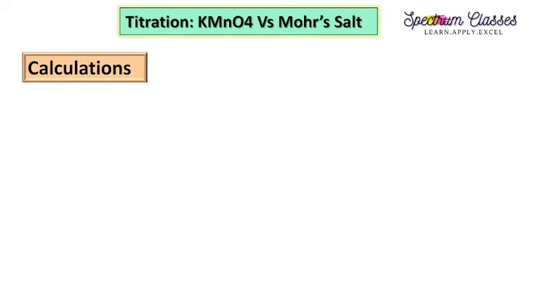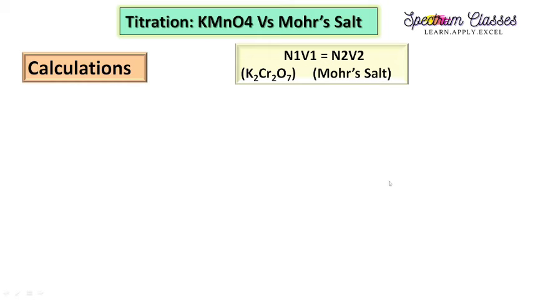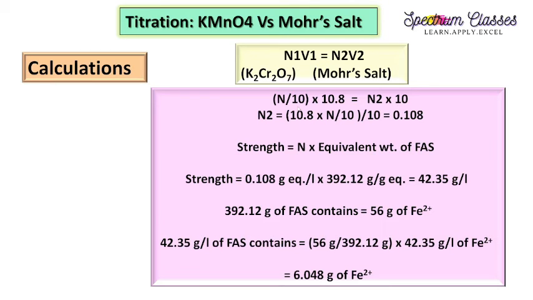And now the calculation part. First, we are using the equation N1V1 is equal to N2V2, where this is for K2Cr2O7 and this is for Mohr salt. Now I will put all the values. The normality for K2Cr2O7 is N by 10 into the volume consumed, 10.8, is equal to N2, which we are going to determine, that is the normality or concentration of Mohr salt. And the volume which I have taken in the conical flask is 10 ml. So N2 is like this, and its strength which we are going to determine is normality.